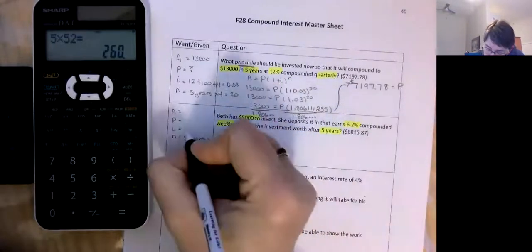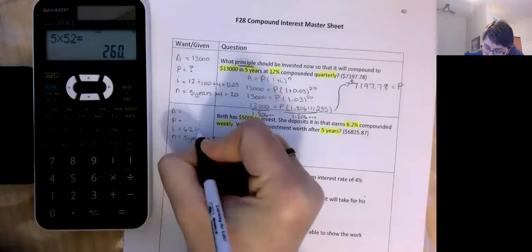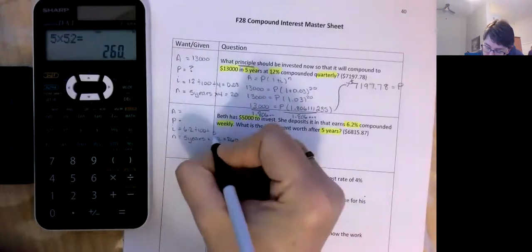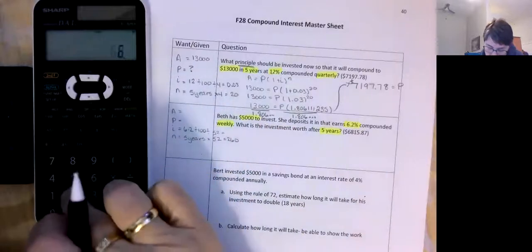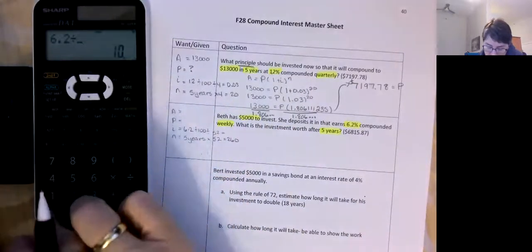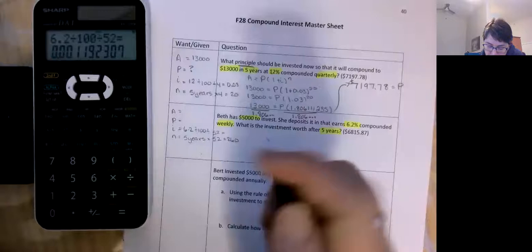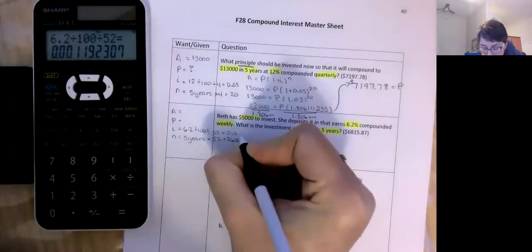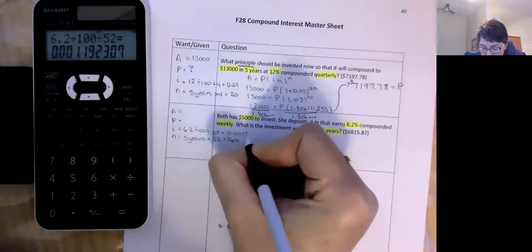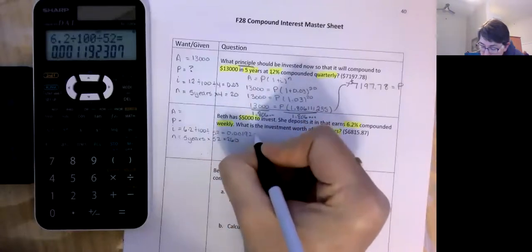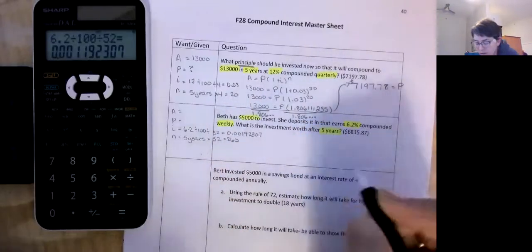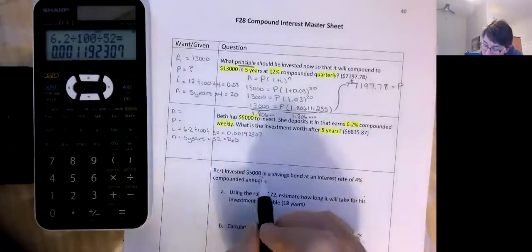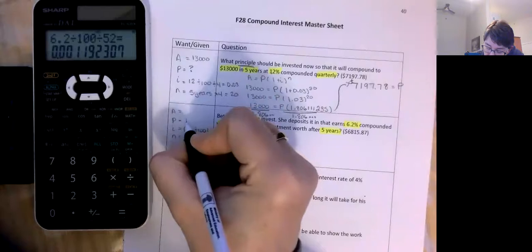Okay, my interest is 6.2, divide by 100, divide by 52. That gives 0.0192307. Tell me you appreciate when I normally make these work out pretty for you. And my principal is $5,000.